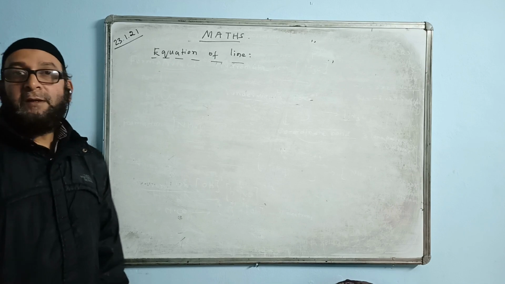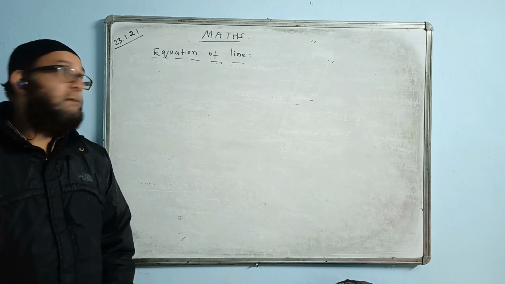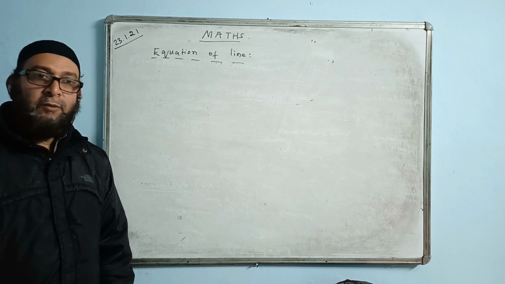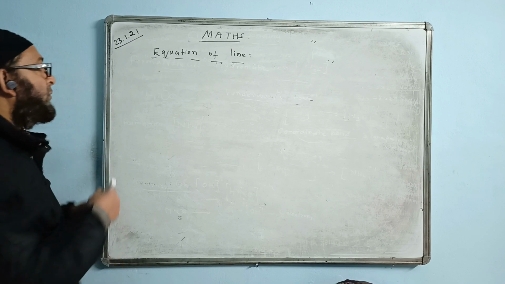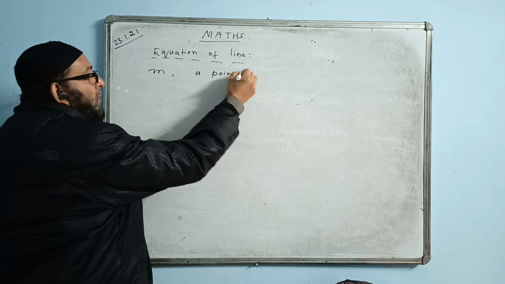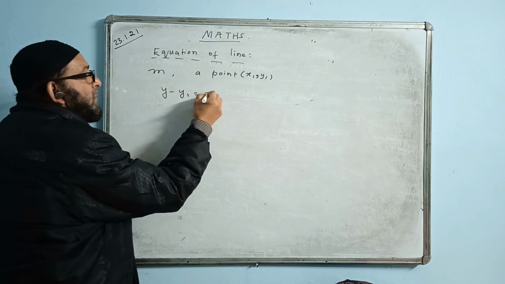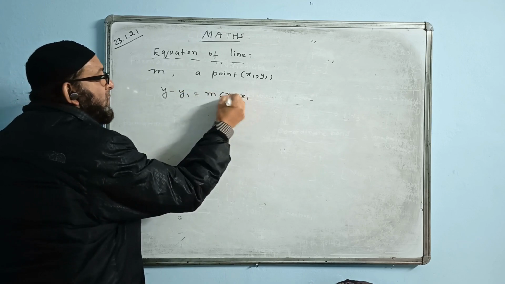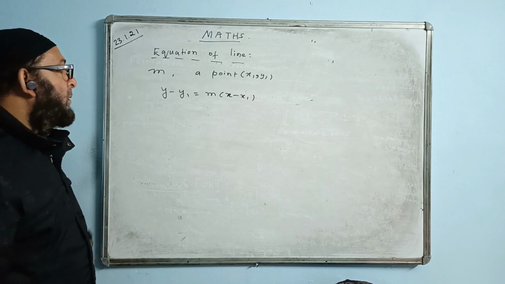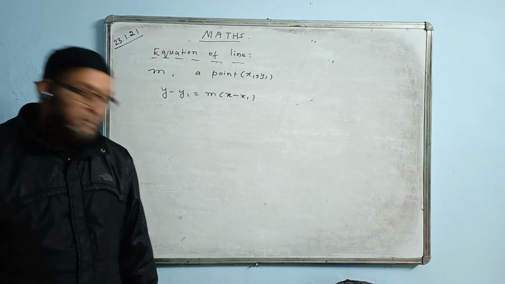So we were doing equation of line. Yesterday I taught you the method of finding slopes and how to find the equation of line. To find the equation of line, we need to know the slope and at least one point. That point I take as (x1, y1), and the equation of line is y minus y1 equals m times (x minus x1). We'll use this formula to find the equation of the straight line. And to find the slope, different types of clues will be given.